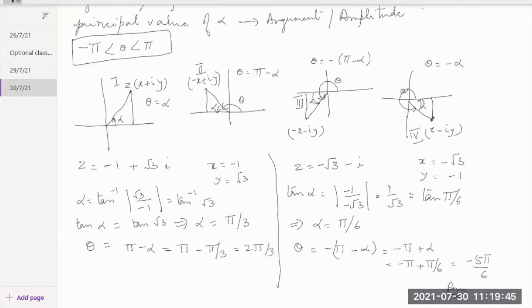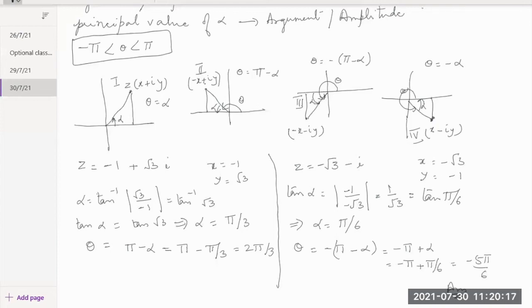Find out the quadrant in which it's going to lie. Second thing. Third thing would be making use of tan alpha, calculate your alpha. And then with respect to the quadrant in which alpha is lying, you are going to give the value of theta. So theta is the actual name of the word argument or amplitude. Alpha is just helping you to calculate the amplitude of this particular complex number.